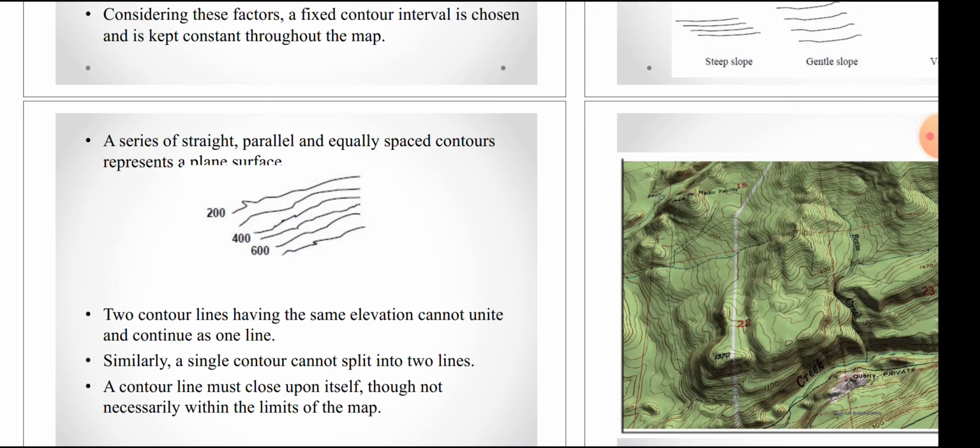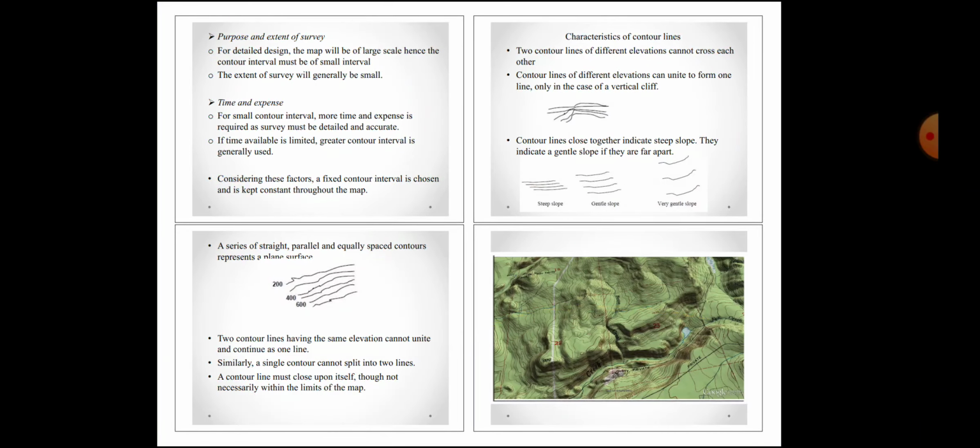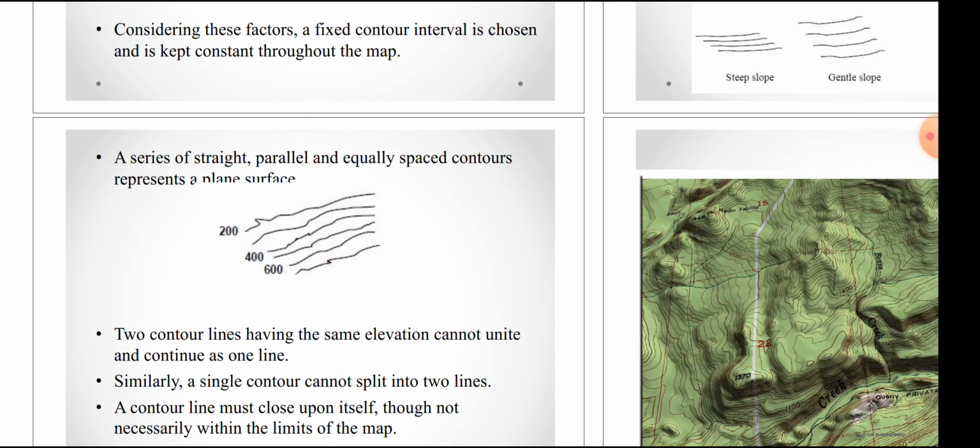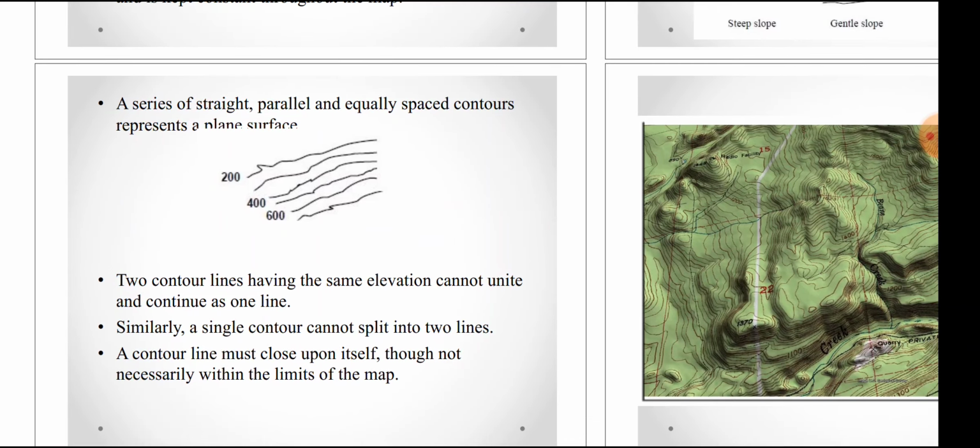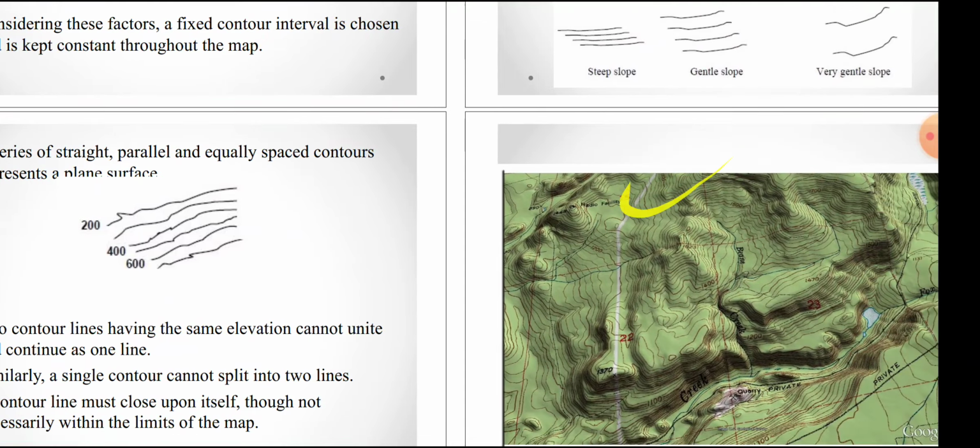A series of straight, parallel, and equally spaced contours represents a plane surface. Two contour lines having the same elevation cannot unite and continue as one line. Similarly, a single contour cannot split into two lines. A contour line must close upon itself, though not necessarily within the limits of the map.